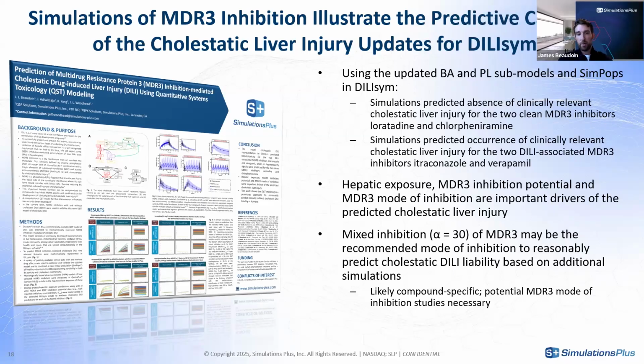And then we also came up with a new default setup for novel MDR3 inhibitors, where a mixed inhibition with the so-called alpha of 30, so not purely competitive, not purely non-competitive, but somewhere in between type of inhibition, is currently the recommended mode of inhibition for a novel MDR3 inhibitor.